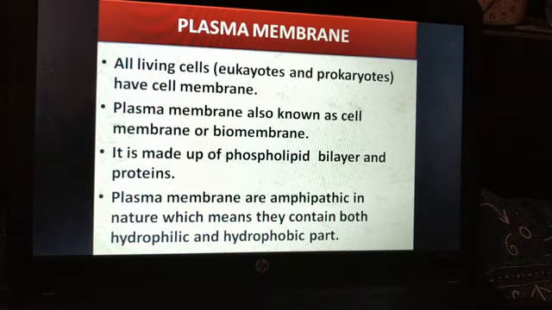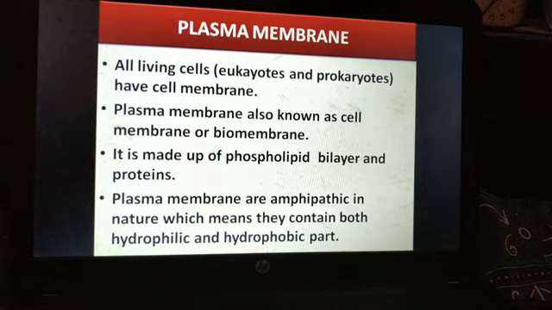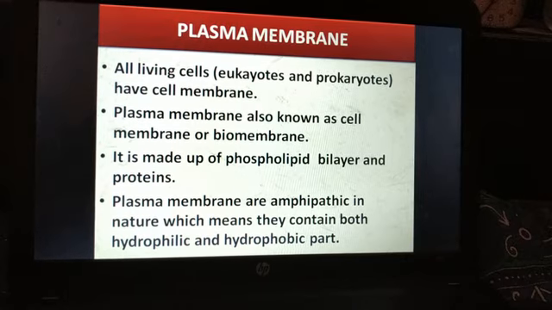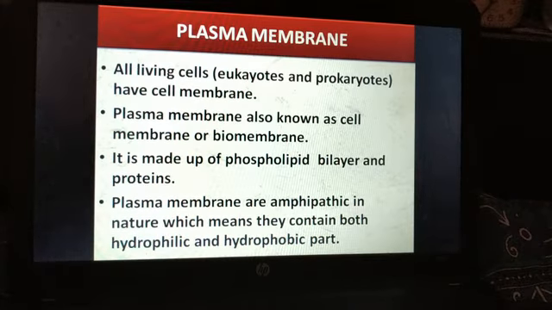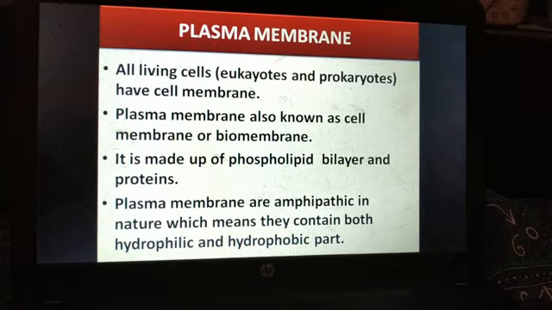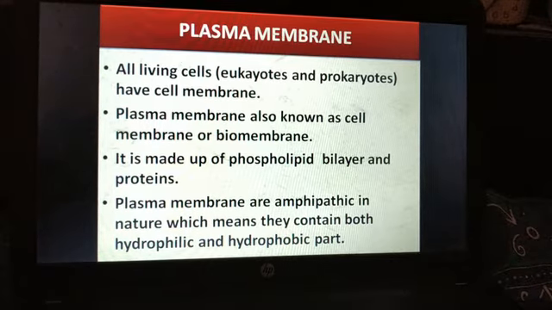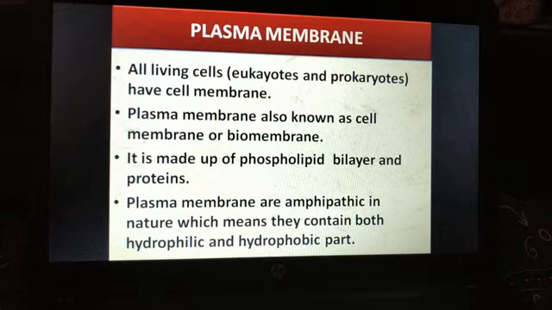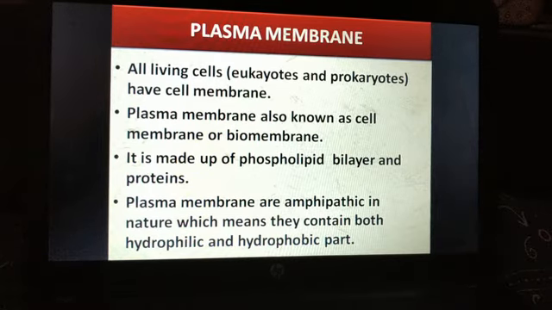All living cells, eukaryotes and prokaryotes, have a plasma membrane or the cell membrane. Plasma membrane is also known as cell membrane or biomembrane. Now this plasma membrane is made up of phospholipid bilayer and proteins. This plasma membrane is amphipathic in nature.